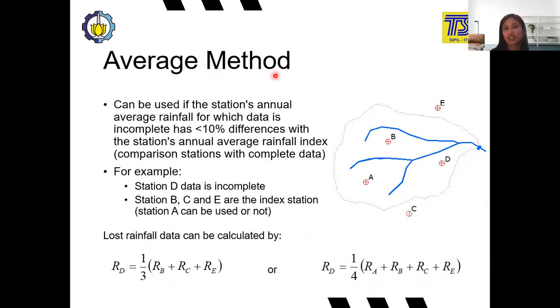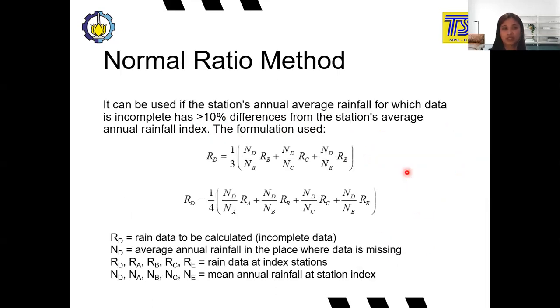This average method can be used if the average rainfall for this station has less than 10% difference from the other stations. How about if the station with the lost data has more than 10% difference from the other stations? You can use another method. Here we have the normal ratio method.